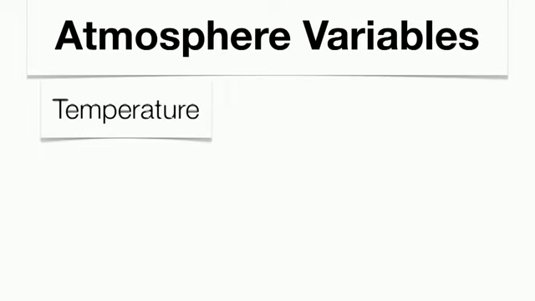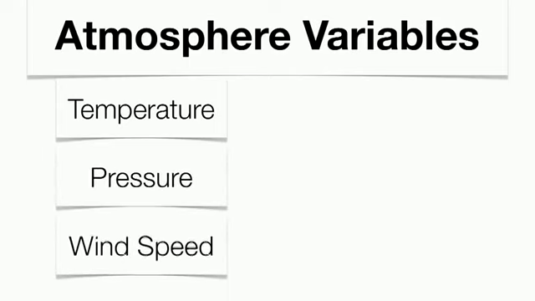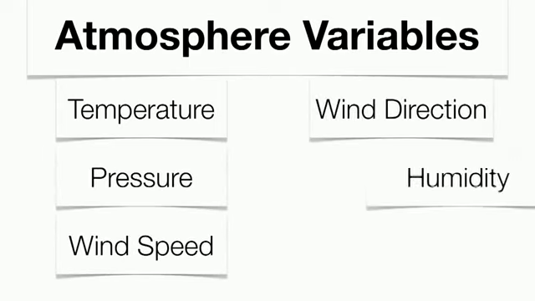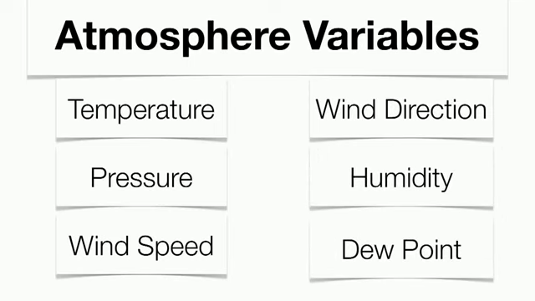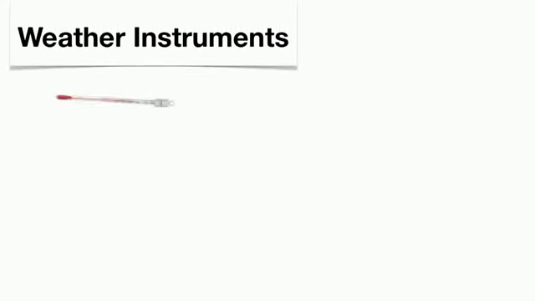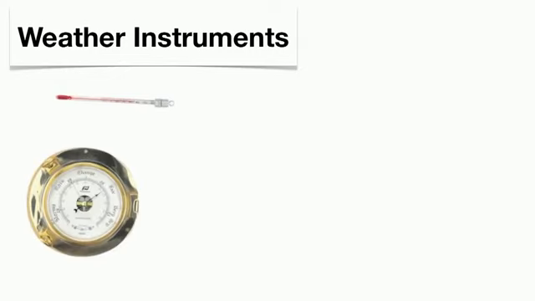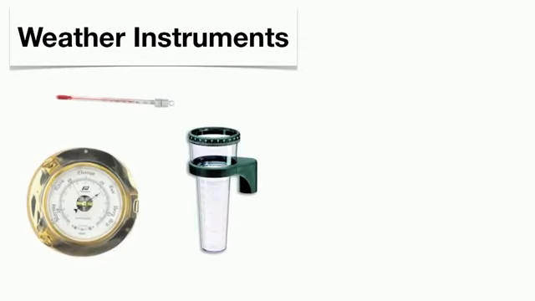Now, you do have some variables that we're going to talk about in this unit regarding weather. So obviously some of the atmospheric variables are going to include temperature, pressure, wind speed, wind direction, humidity, and dew point, just to name a few. Now, in order to understand a lot of these variables, you need to have some instruments. And some of those instruments that you're going to use throughout the course include a thermometer and a barometer. Thermometers are going to measure temperature. Barometers are going to measure pressure.